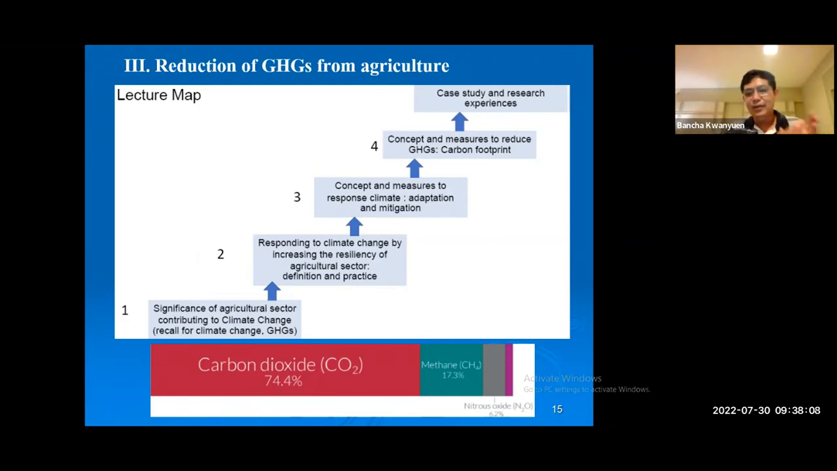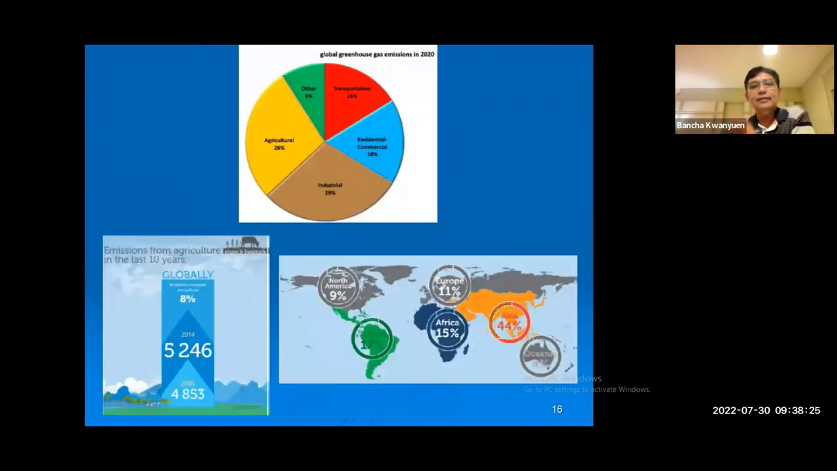This, at the bottom, just shows you the composition of the important gases. For agriculture, we have mostly carbon dioxide, and we also have methane and some other gas like nitrous oxide. This is the global greenhouse gas emission in 2020. Mostly, agriculture and industry are about the same, about 28%, 29%, and of course you have residential or commercial, which is similar to transportation.